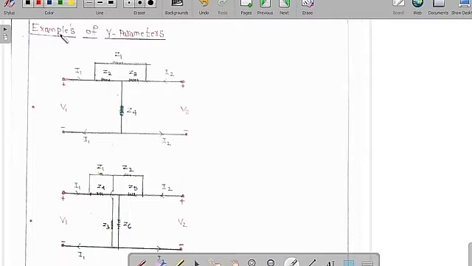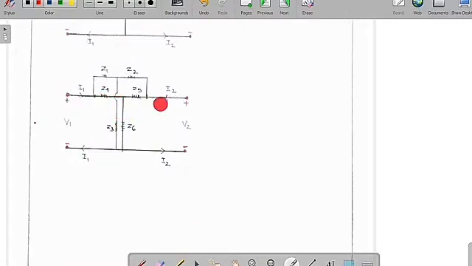You can see here, this is one network and this is another network. You can see clearly these two are parallel to each other. So Z2, Z3, Z4 are one network, and Z1 alone is the other network. This is the meaning of the Y parameter. Then you can apply the Y parameter and get the overall Y parameter of this one.